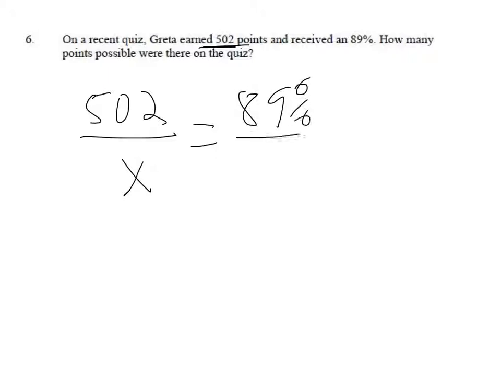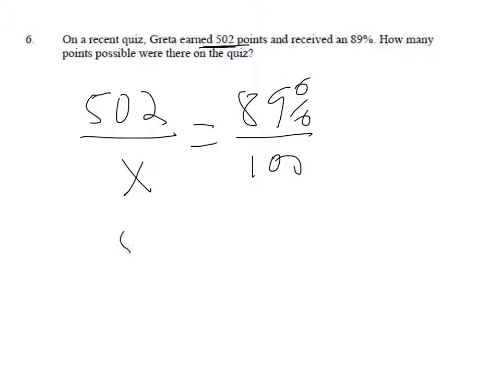Okay, this is, as Mrs. Marchetti or Mr. Jopp, whoever was your 8th grade math teacher, this is just an is over of problem. It certainly can do it that way. So Greta earned 502 points, so that's her is. We don't know her points possible. We do know that it's 89% over 100. So I can cross multiply, divide.